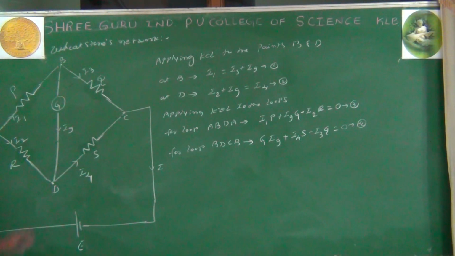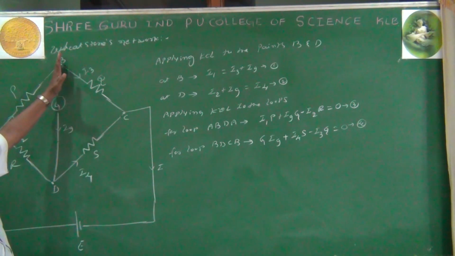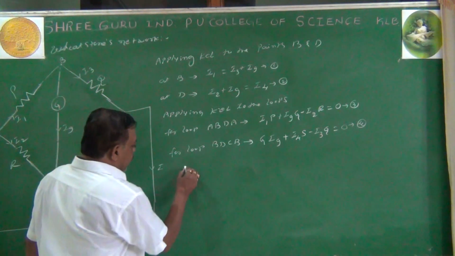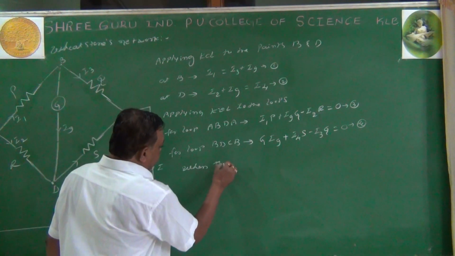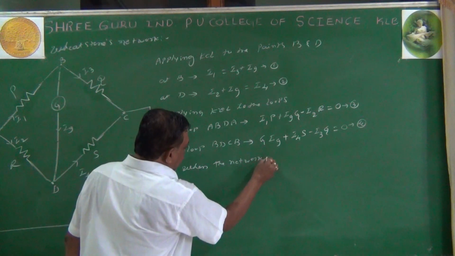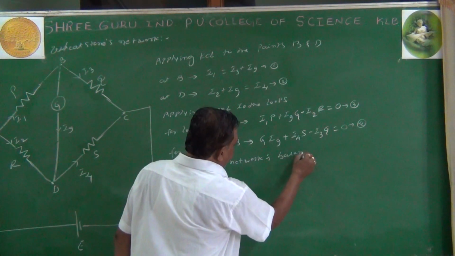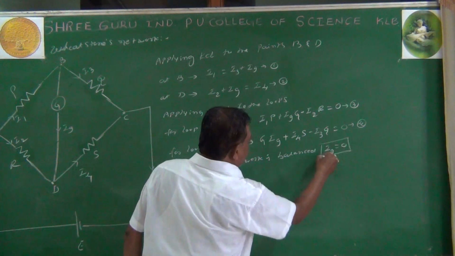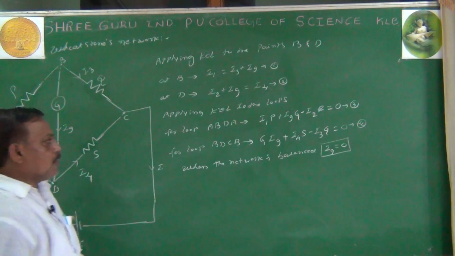So, we have the 4 equations. I apply the KCL for the galvanometer points and KVL for battery points, including the galvanometer path. So, I have got the 4 equations. Then I go for the balancing condition. When the network is balanced, then the current through the galvanometer is 0. When the network is balanced, Ig equals 0.